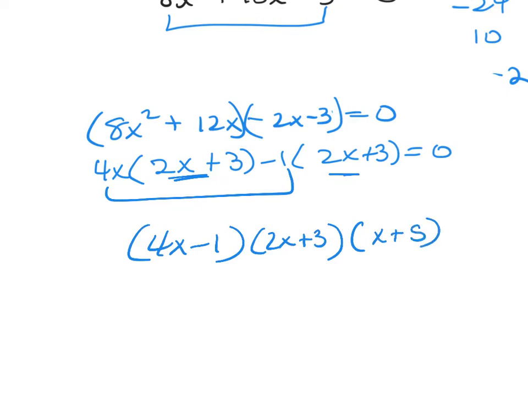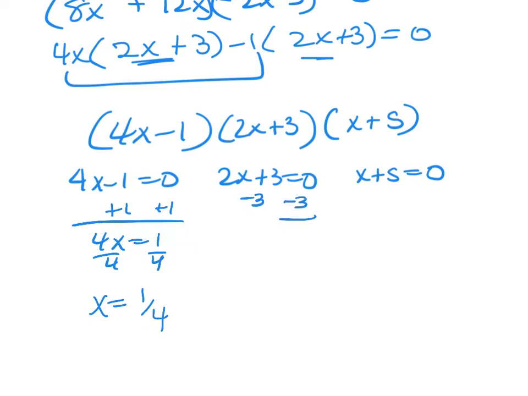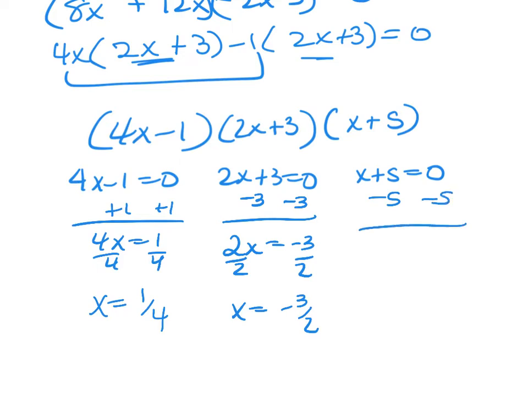Now again, if it said factor, we would stop here, but let's keep going. Let's go ahead and solve these. So 4x minus 1 equals 0, 2x plus 3 equals 0, and x plus 5 equals 0. Add 1. 4x equals 1. Divide by 4. X equals 1/4. Over here, subtract 3. Divide by 2. X equals negative 3/2. And then lastly, go ahead and subtract and get negative 5. So those are your 3 zeros.